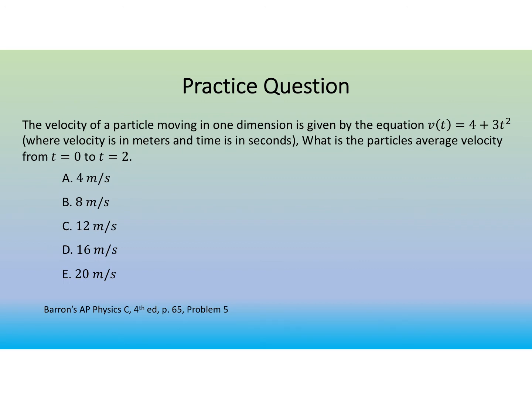So another similar kind of question. Now we have a velocity equation, 4 plus 3t squared, and we want to find its average velocity from t equals 0 to t equals 2. So we know the velocity. We want to find the average velocity. Feel free to pause the video, see if you can find an average velocity.